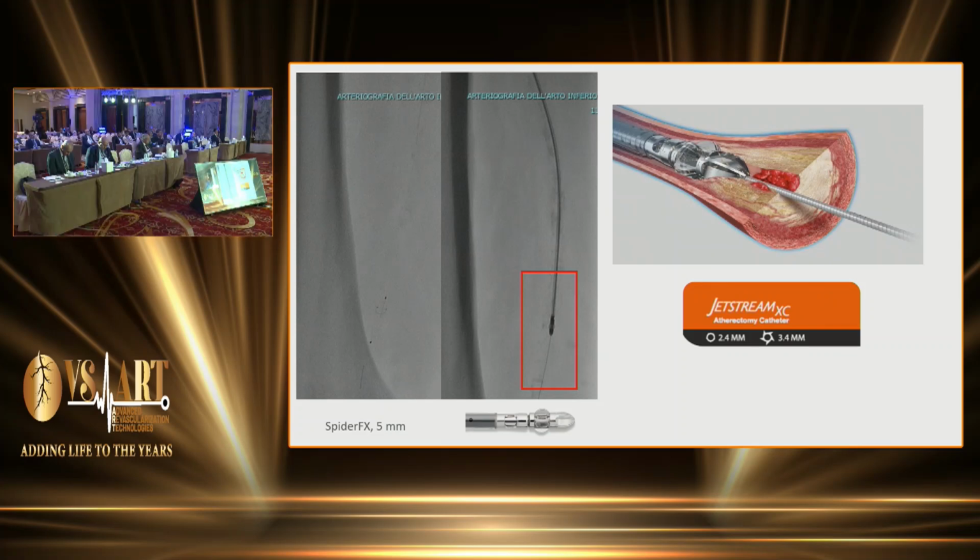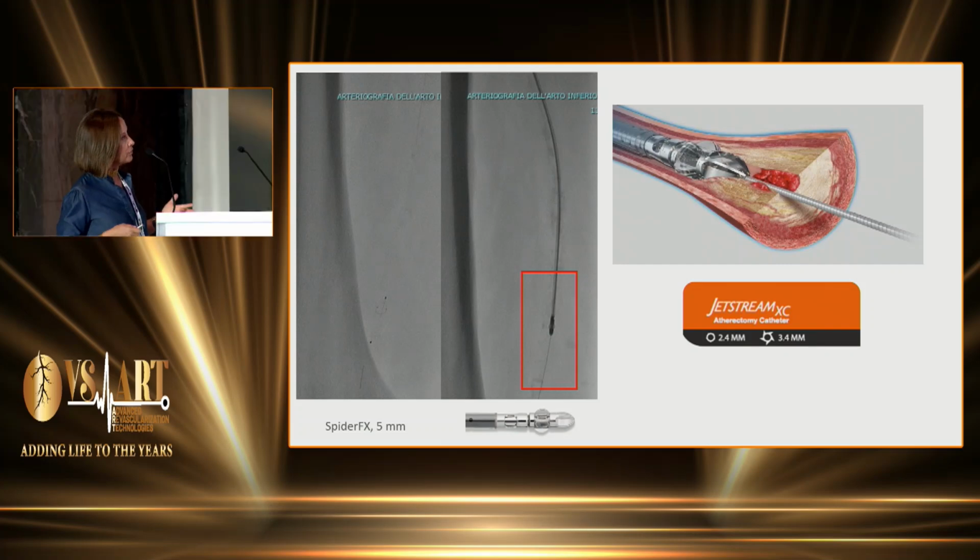Just a few months, and the result left us unsatisfied about what we achieved. So we went for a debulking system, in that case a JetStream. Since there was already an occluded tibial vessel, we decided to use a filter distally to avoid distal embolization.